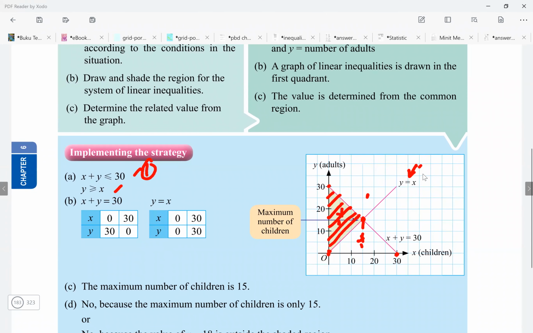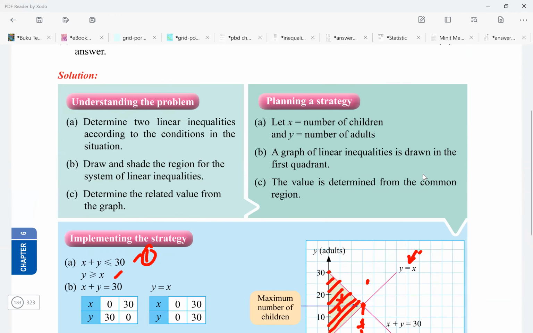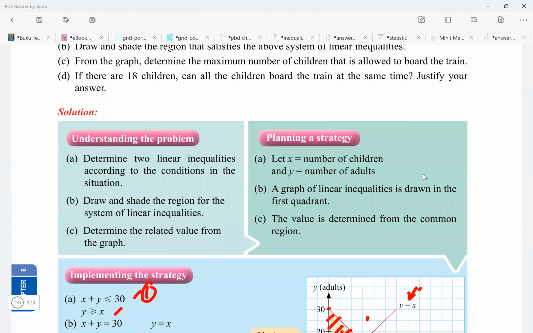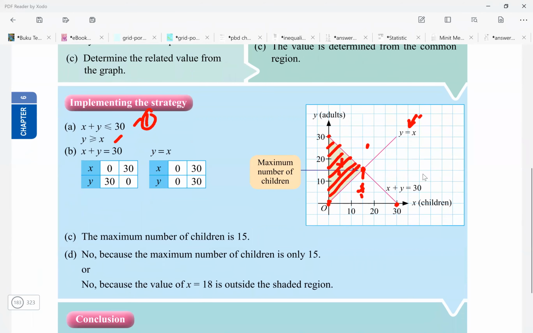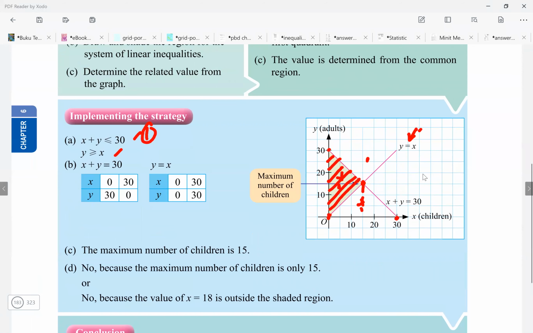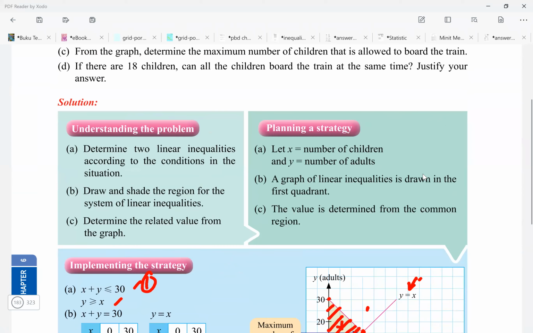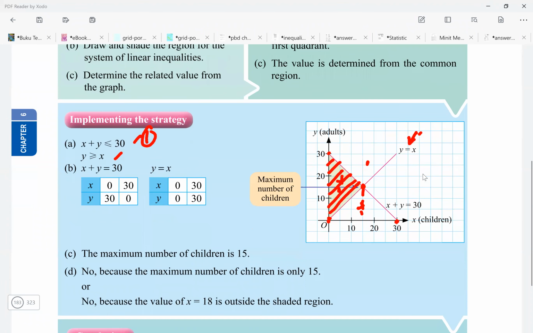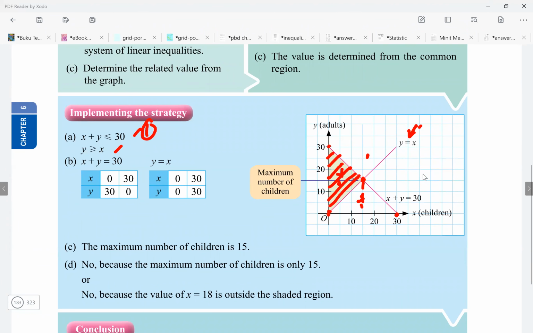And then the second one: if there are 18 children, can all the children board the train at the same time? Justify your answer. No, they cannot, because you see 18 is outside of the shaded region. Like we said just now, the maximum number of children is 15.